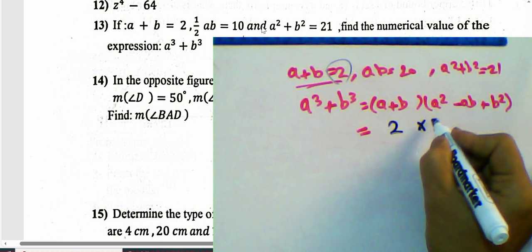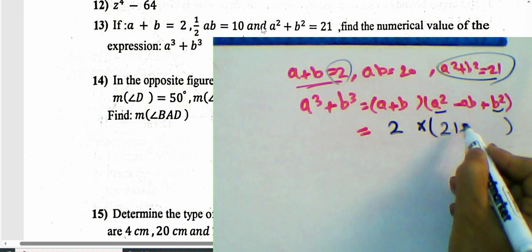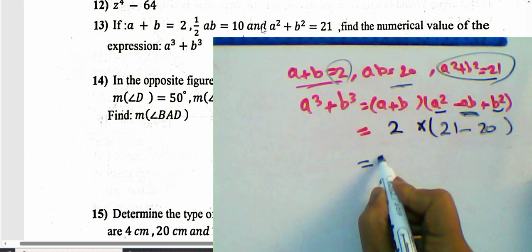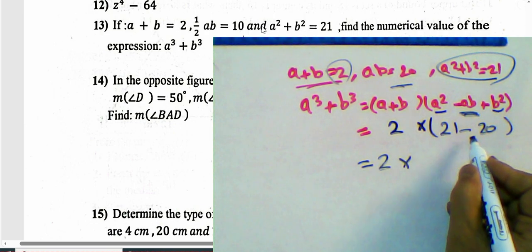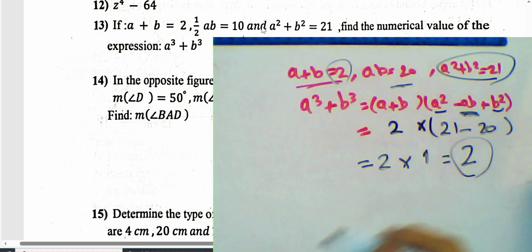And this expression, look here, a power 2 plus b power 2 equal 21. Subtract 2ab, ab equal 20. Then the answer here will be 2 times 21 minus 20 equal 1. Then the answer will be 2. Okay, the answer here will be 2 in the simplest form.